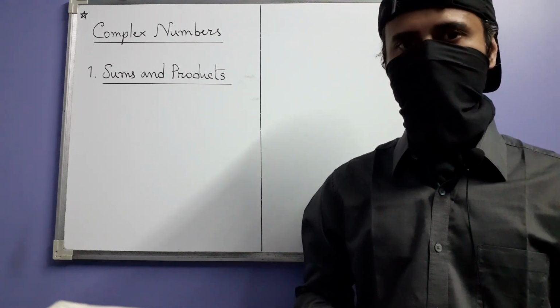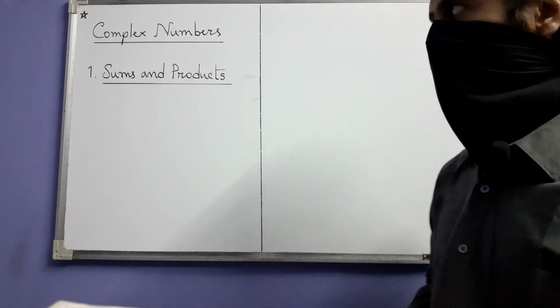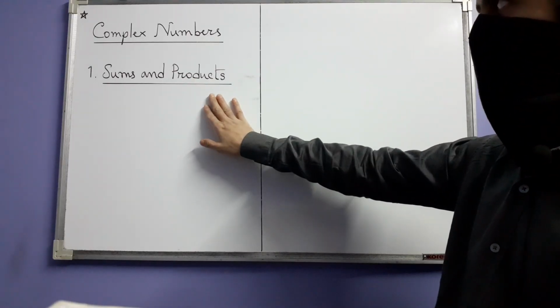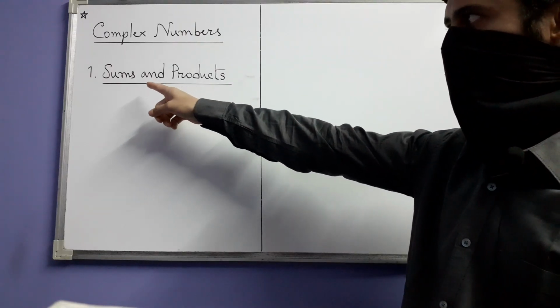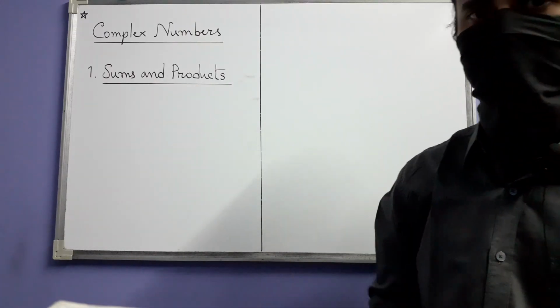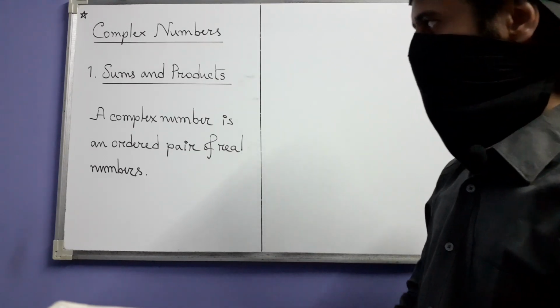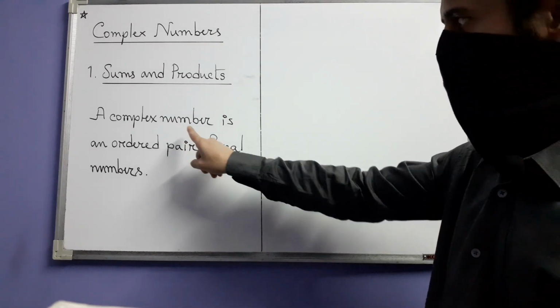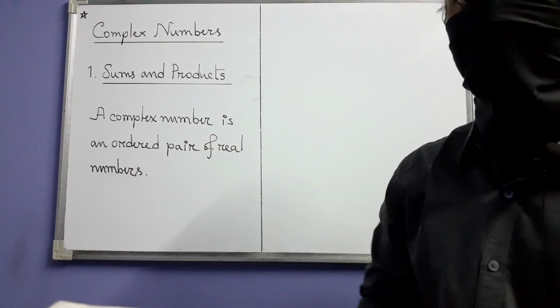From today, we are going to start complex analysis from Brown and Churchill's book. And let's start from the very beginning with complex numbers. In this first section, we are going to see the operations of addition and multiplication of complex numbers. We define complex numbers like this. A complex number is by definition an ordered pair of real numbers.